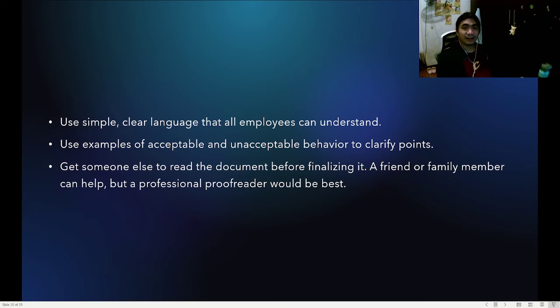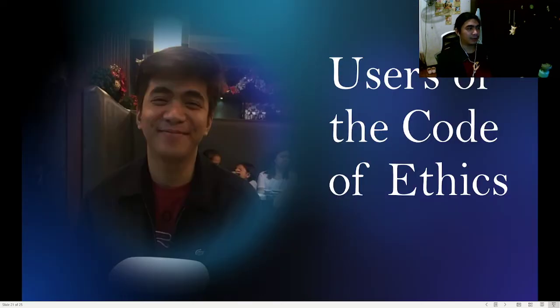Of course, use examples of acceptable or unacceptable behavior. There should be examples, like for example, do not loiter around the campus. For example, walking around the campus during class hours when you are not in your classes. So at least your points are clarified further. And of course, get someone to read the document, a proofreader, a friend or family member. Always have a proofreader to check if there are mistakes, because you cannot avoid missing errors or whatever.